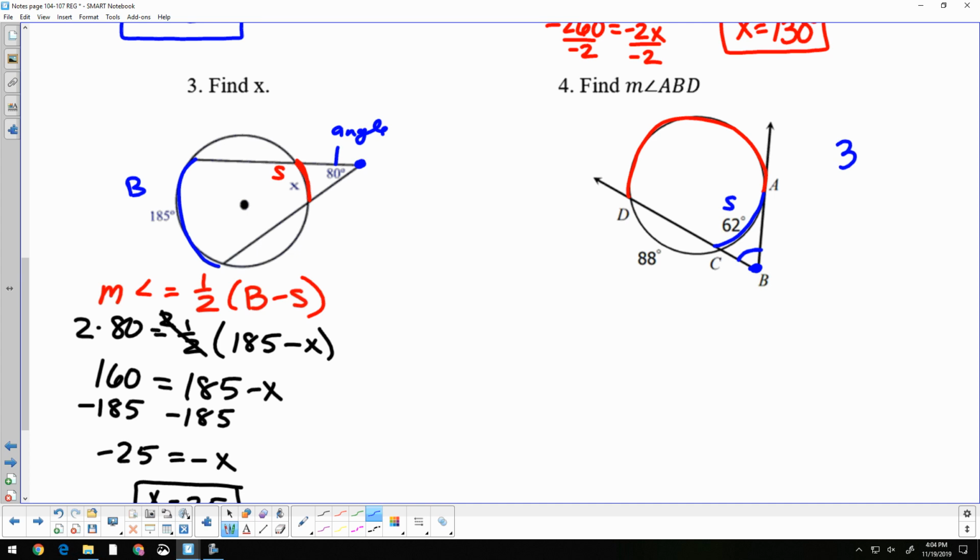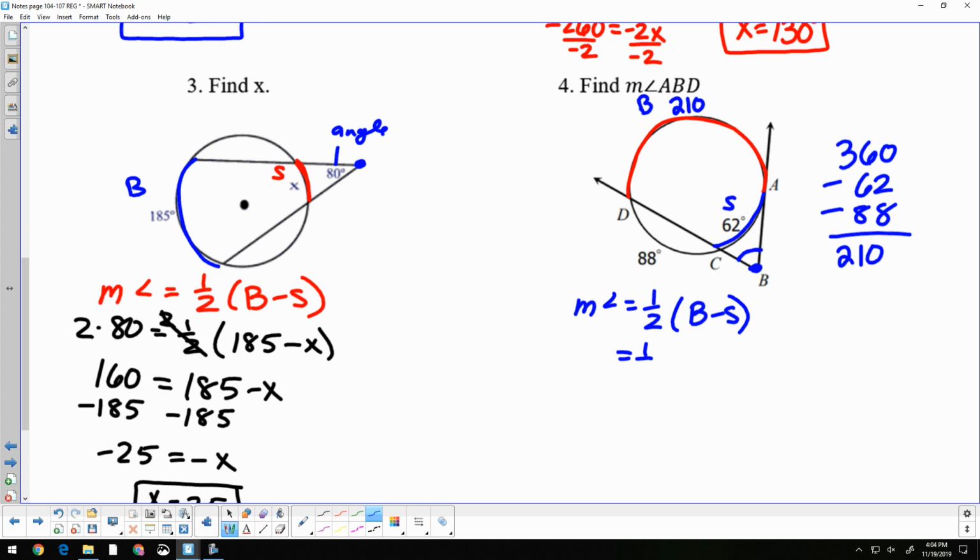Remember, a whole circle is 360 degrees. So I'm going to subtract 62 and subtract 88 to figure out what my big arc is in that case, and it ends up being 210. So big arc is 210. And now I plug into my formula. So angle is equal to 1/2 of big minus small. So I have 1/2 of 210 minus 62. So when I plug that into my equation, I end up getting 74. Okay, so the measure of ABD is 74.